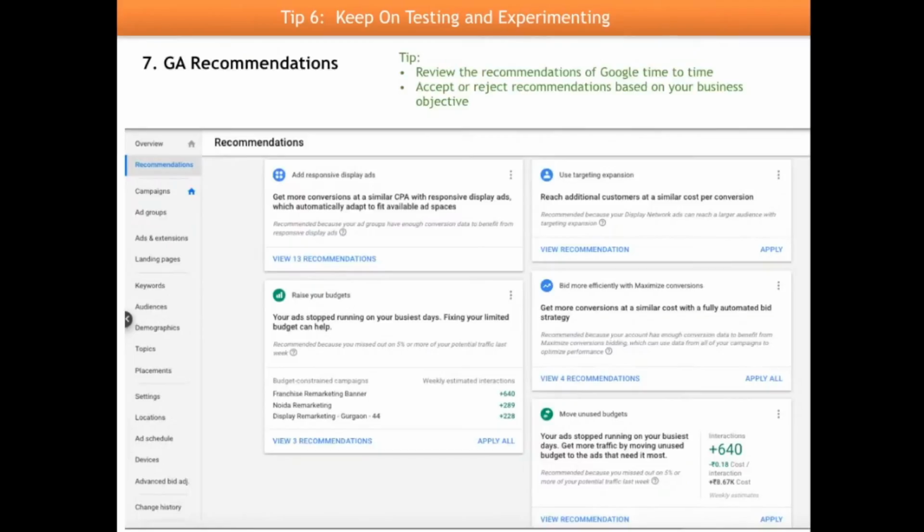All right. Then the seventh thing is GA recommendations. This is the new thing that Google Ads has added, where they recommend things to you. A few of the recommendations I like. I feel that they are genuine because this is all dependent on artificial intelligence. A few are not at all, because I know certain keywords that are not valid for my business.